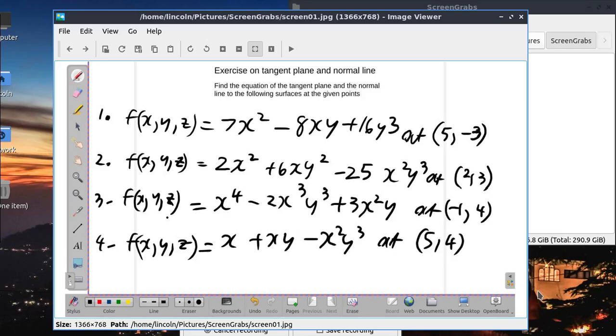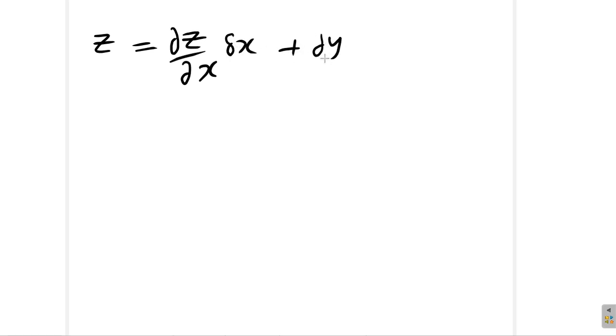These are the questions that I had asked you to do earlier as you practice to find the tangent plane and normal line to a surface. Now, remember, generally, you want the equation of the tangent plane. You remember that z is equal to delta z by delta x times a change in x plus delta z by delta y times a small change in y. Remember that formula there?